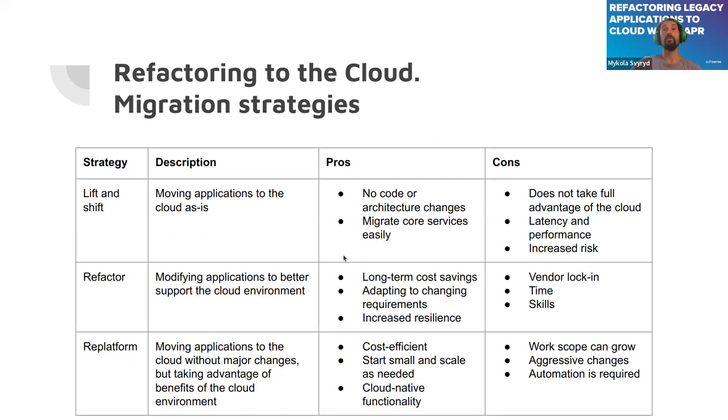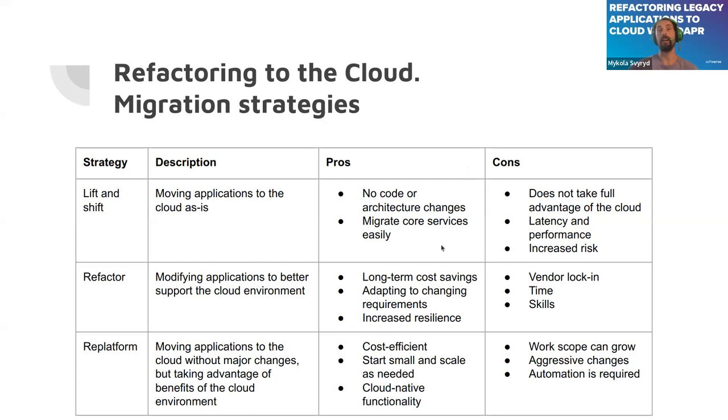A few words about the general approach when people migrate a service to the cloud, and the three most commonly used strategies. There are five in general, so two more, but I decided not to include the strategy of rewriting everything from scratch. So the first one is lift and shift, and you probably heard about it, it's really simple. Just take the virtual machine with a running application and move it from on-premise to the cloud, and that's it.